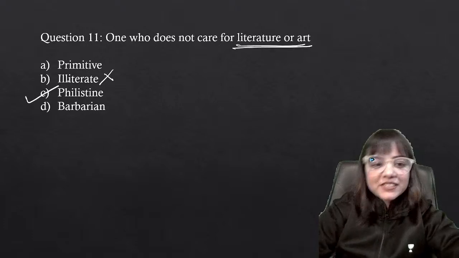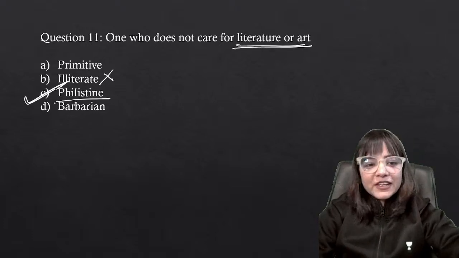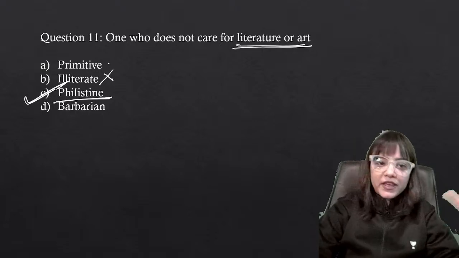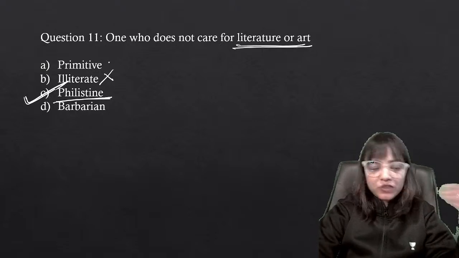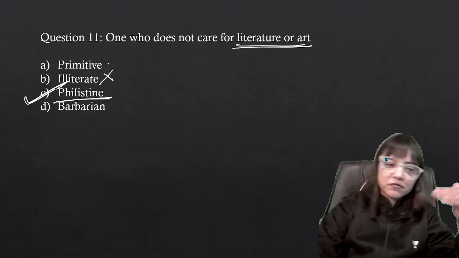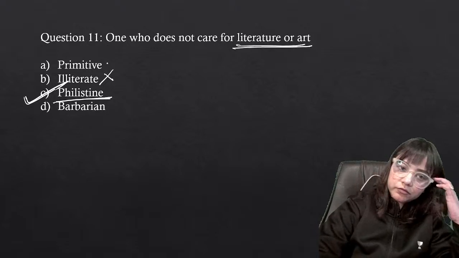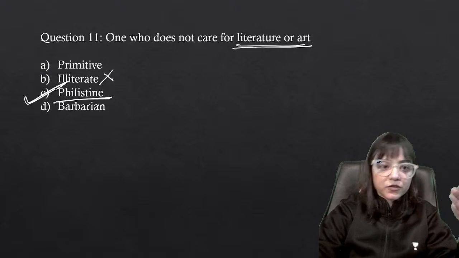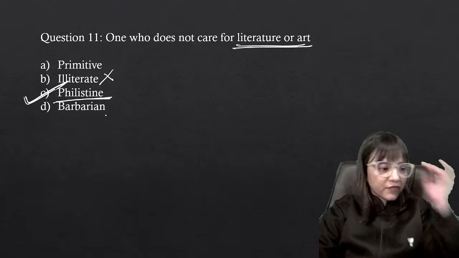Philistine, right? Philistine will be the correct answer. Primitive is someone who is backwards, okay? Backwards in thoughts and lifestyle choices. Barbarian is just a savage, okay? So the correct answer will be Philistine, right?